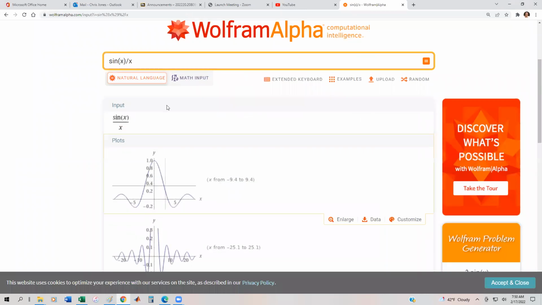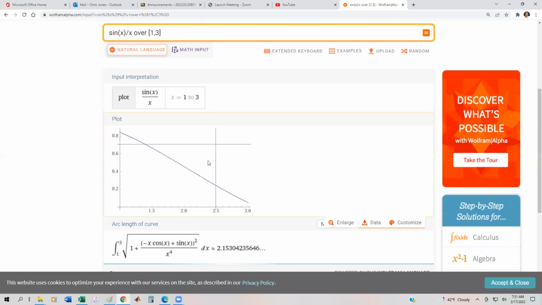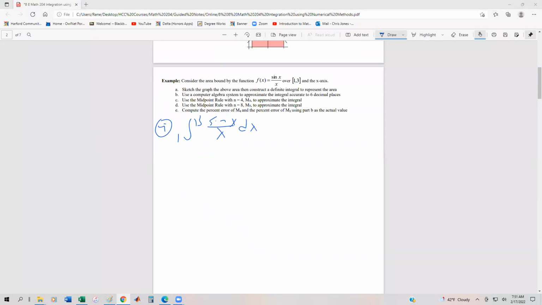So here's our graph. Let's see if we can type this in, and maybe it'll give us the exact graph for this. Yep, here's our graph. So that's one way to get the graph really easily: just type it into Wolfram Alpha. If we were to sketch this, it looks almost linear, coming down like this. So this is 1, this is 3, and then we need our area, which looks like this.